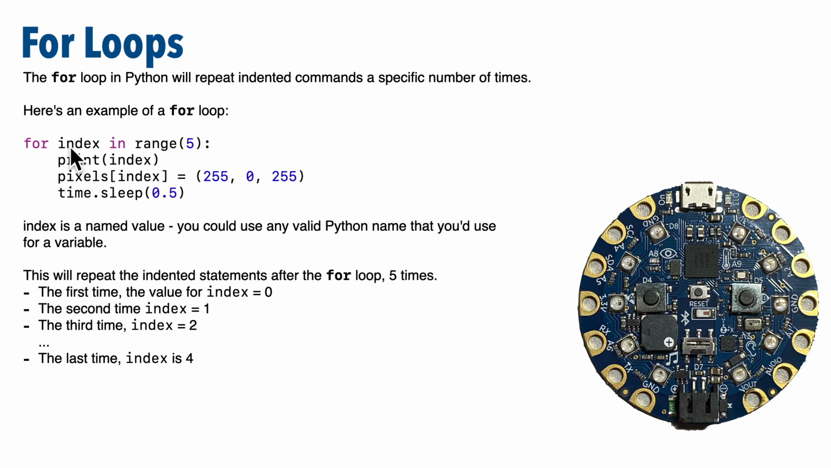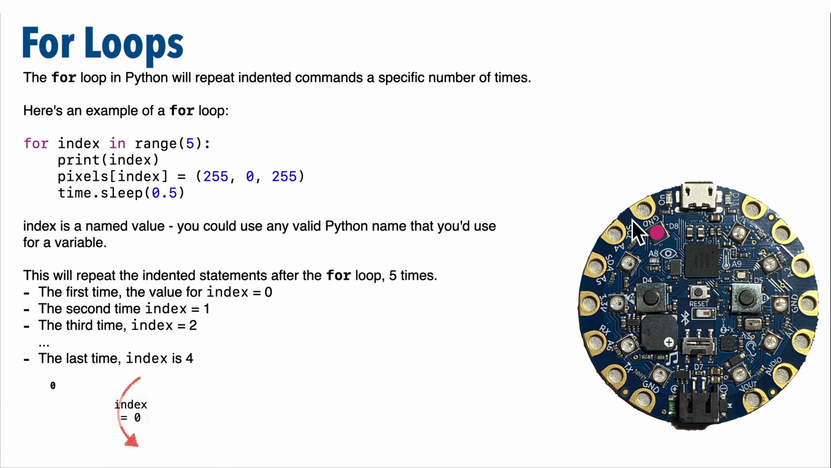We could have given this any other name, just like we name variables, but the most common names that you'll see here are index or I or X. And the first time we go through the loop, index's value is going to be 0. And we can use that value, index 0, in any of the code that's indented. So for example, when we print index, we print 0. When we do pixels at the index of index, we're going to light up the first pixel in purple.